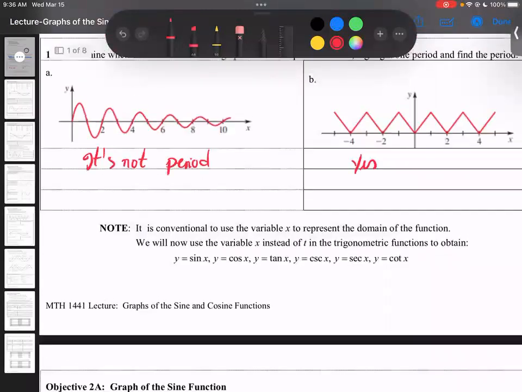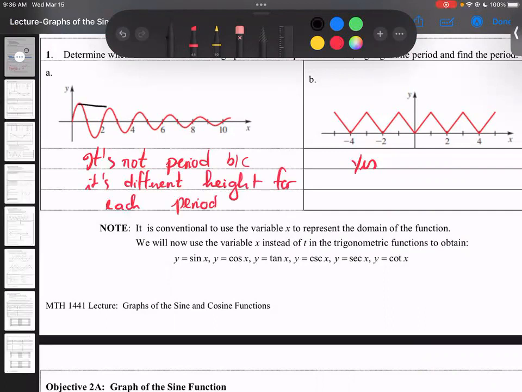Maybe I can say it's not periodic because it's a different height for each period. When I say period, I mean that, right? The difference.